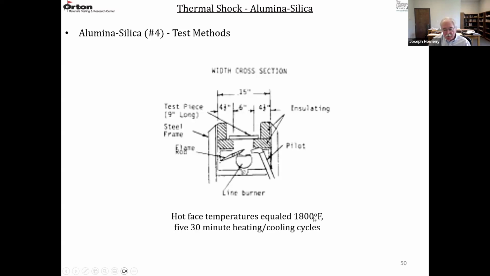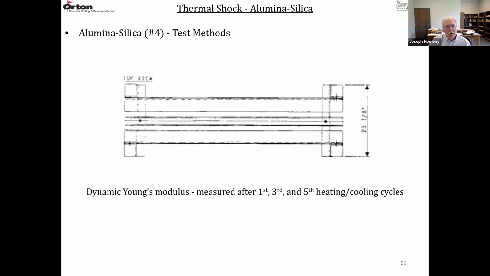You reach temperatures of about 1800 degrees F and you hold it for 30 minutes. Then you turn the burner off, but you keep the air running. So you have a forced air cooling for 30 minutes, and you do maybe 5 heating cooling cycles. So that's a ribbon spall test.